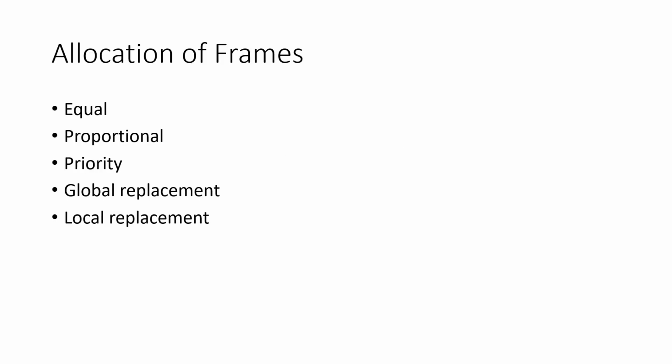Now we'll see different methods of allocation of frames. So there are five techniques: equal allocation of frames, then proportional allocation, priority allocation, global replacement allocation, and local replacement allocation.